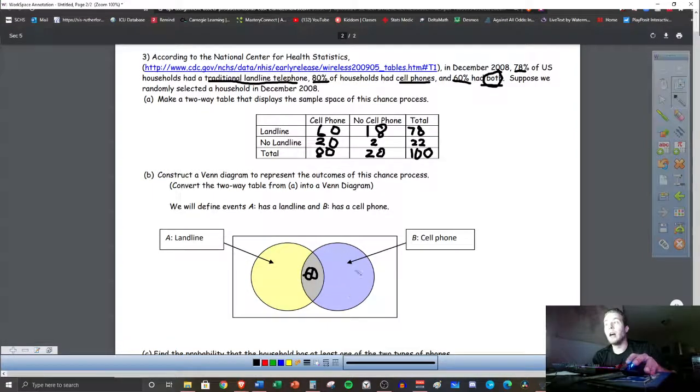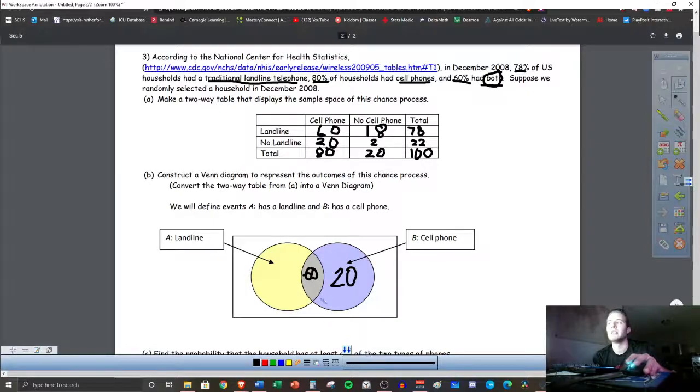Now, for cell phone, 80 doesn't go here, because look at the whole blue circle. It now holds 140%, and that's not possible. 140% is not possible. What goes in here is what's left. These are the people with only a cell phone, but they don't actually have a landline. They're in the blue, but they're not in the yellow. So that's this 20%. And notice this: the whole circle now adds up to the total of 80%, which is what they gave us.